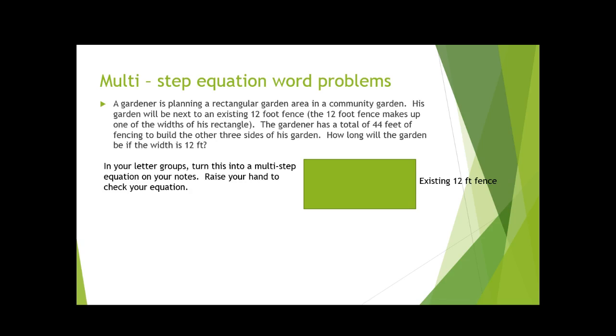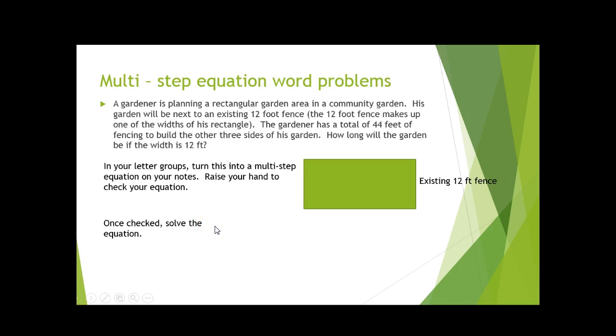So in class, you would have done this, but we'll go through this together. We need to create an equation that represents all this information. We know that this side is also going to be 12 feet because we're using this 12-foot fence to help us out. So we have 12 feet plus whatever the length is, plus the length again, equals 44. Because we're going to use all 44 feet of fencing.